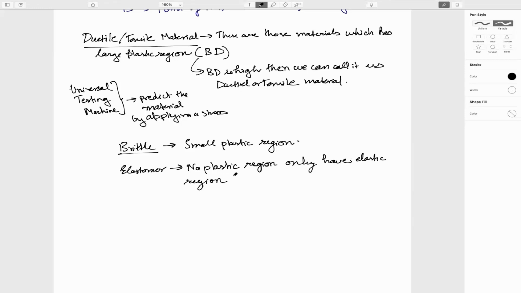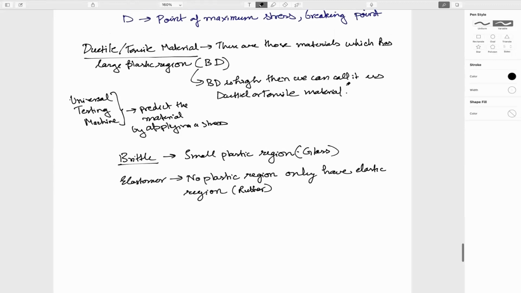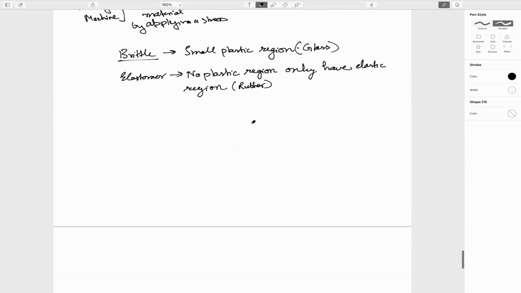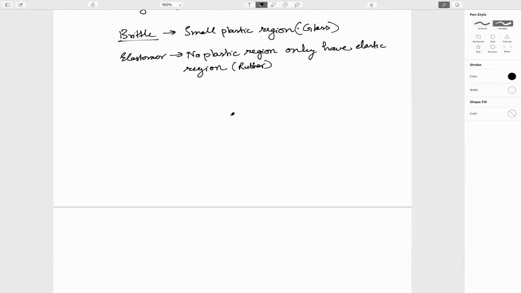A material of the elastomer type is rubber. Brittle, you can say, is glass, and ductile materials are generally metals. So these are all about the properties. Let's take one question on this that came in an exam as a multiple choice question.